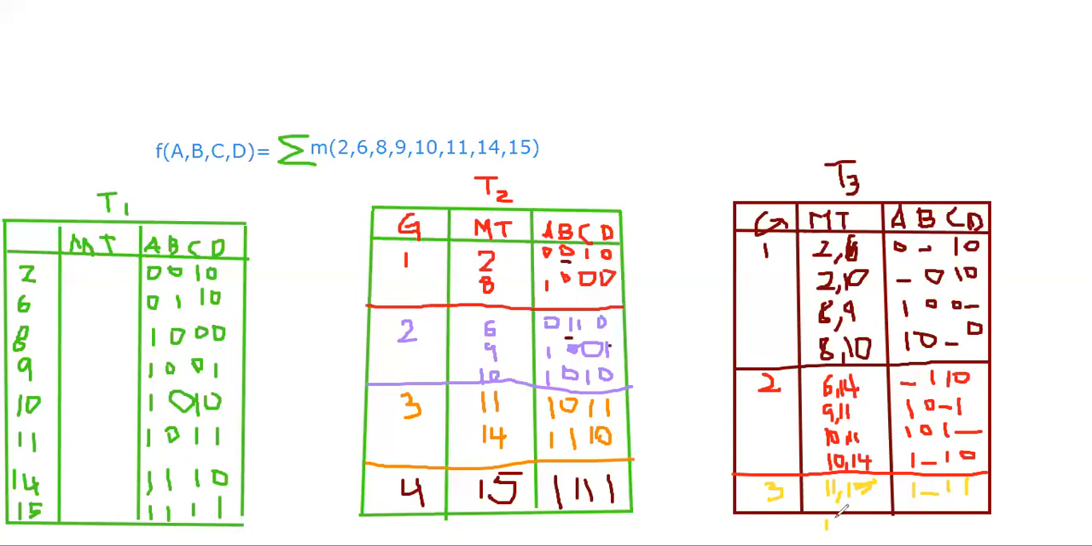as 14, 15. So the bit position is 1 0 1 1 dash. So is it clear? Is it clear how we derived table 3? Yes, sir. Yeah. So shall I erase table 1 and table 2?